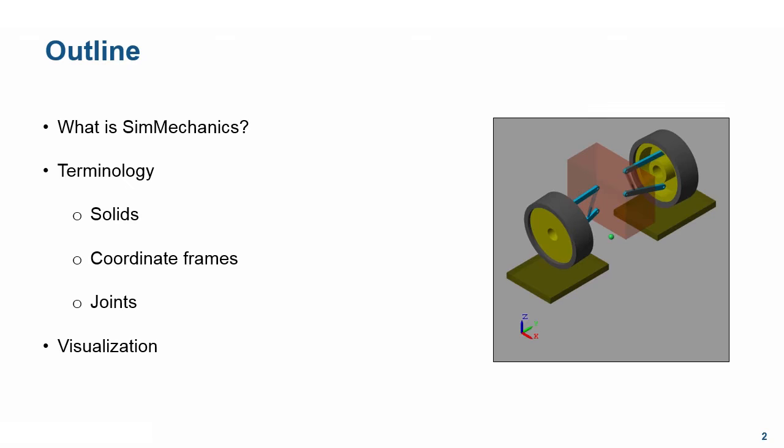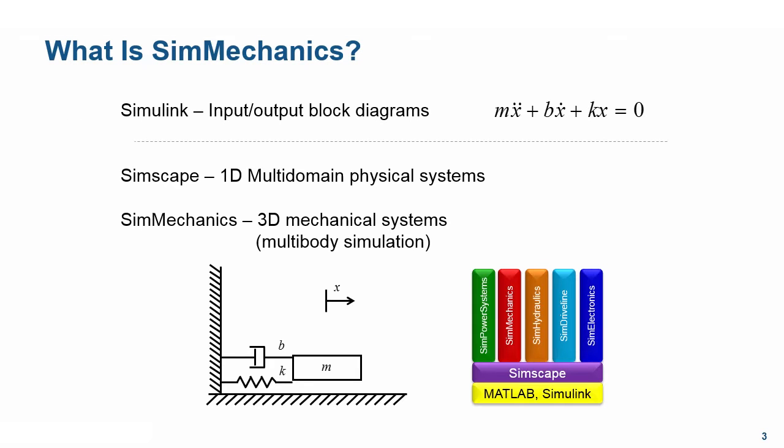A simplified suspension system is used to explain the concepts of multi-body modeling using SimMechanics. The first question to answer is, what is SimMechanics? SimMechanics extends Simulink and Simscape. Note that the discussion about the difference between Simulink and Simscape modeling approaches applies to Simulink and SimMechanics as well. Please refer to the Simscape introduction training video for more details regarding this difference.